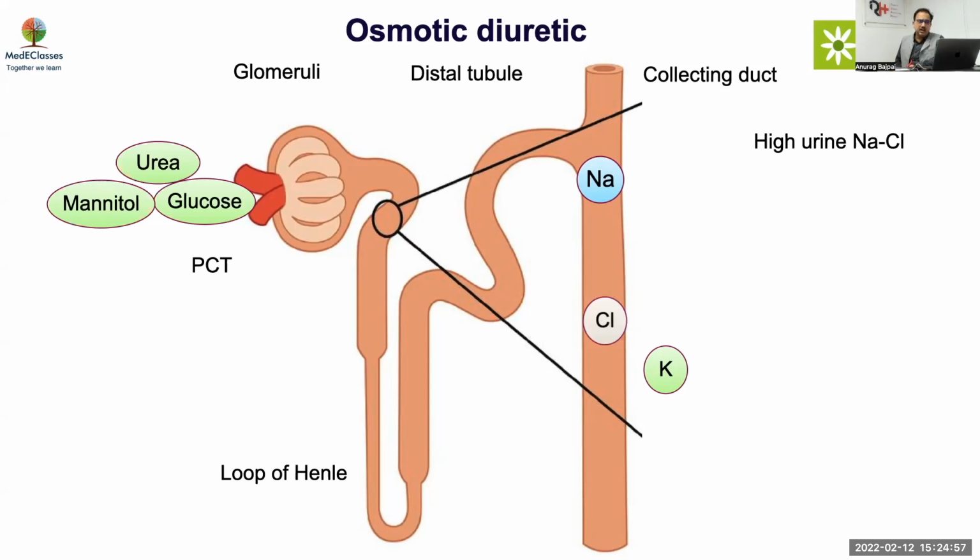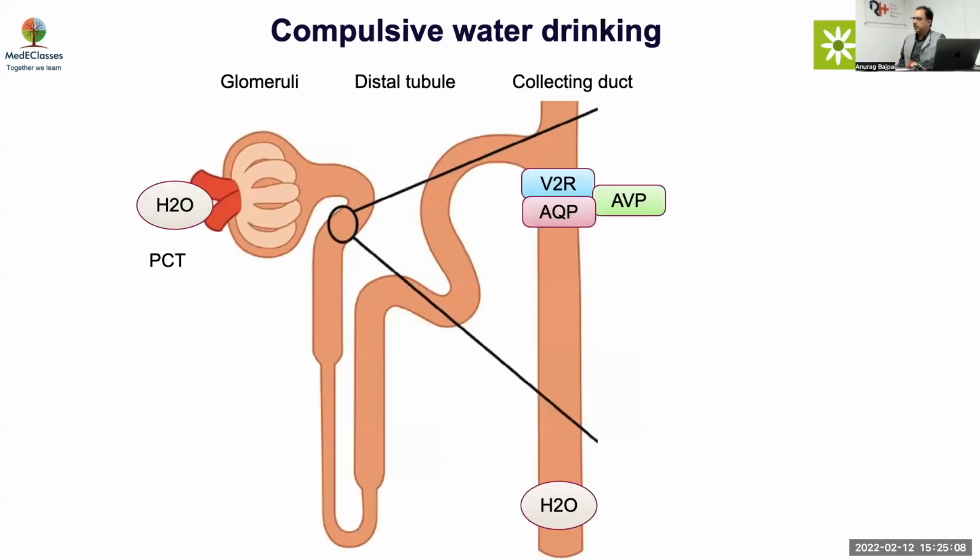So you will have high urinary sodium and chloride, so urinary osmolarity will go up. You will have hypokalemia and you may have hypernatremia, which is transient in that regard. Compulsive water drinking: you're drinking a lot of water, essentially more water delivery. It's basically a simple mechanism. Too much in, too much out. There's nothing much to think of.